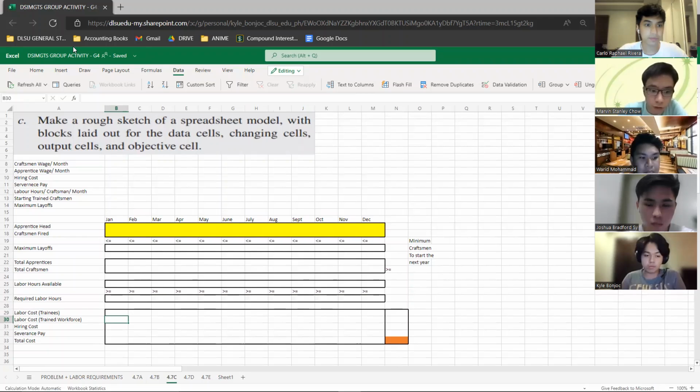So here is the rough sketch of our spreadsheet model. All of the blocks are laid out accordingly for the data cells, changing cells, output cells, and objective cells. This spreadsheet includes the craftsman wage per month, apprentice wage per month, hiring costs, severance pay, labor hours of craftsman per month, starting trained craftsman, and maximum layoffs.